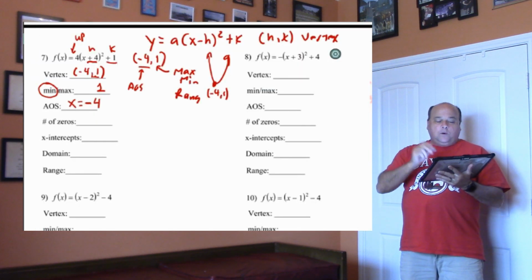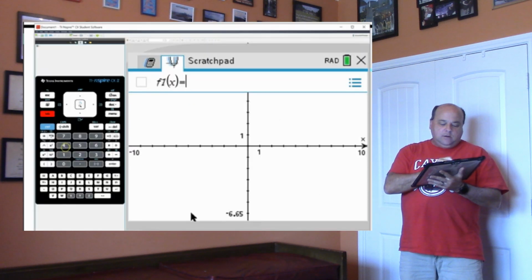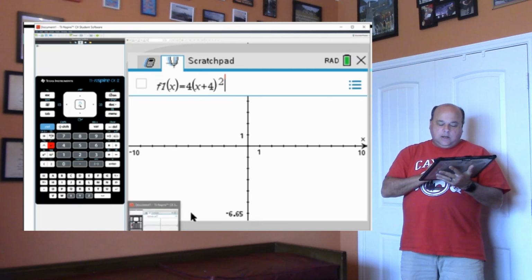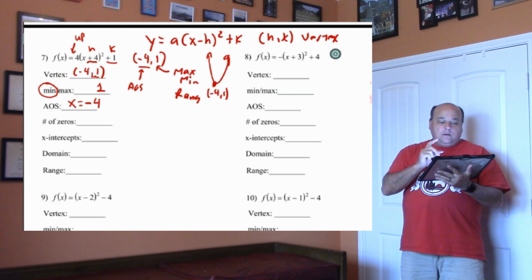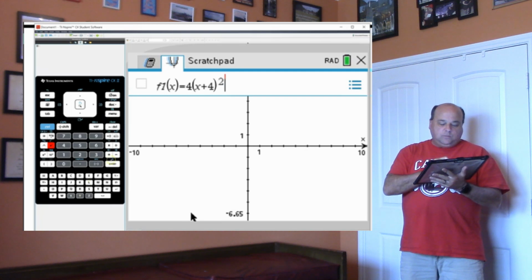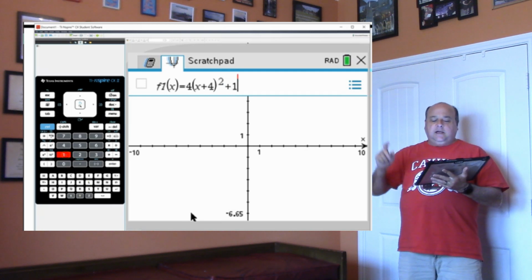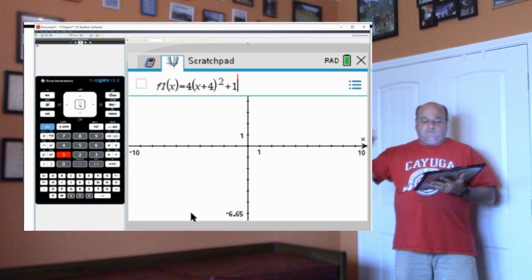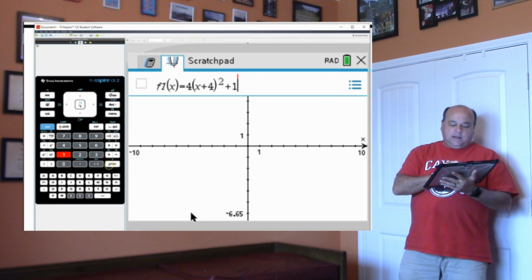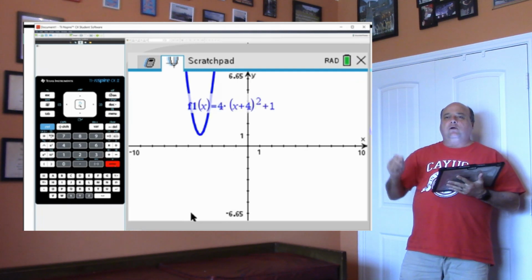Now then, 4 parentheses x plus 4 close parentheses squared, and plus 1. So 4(x + 4) squared plus 1. Hit enter. Okay, and we have our graph right here.